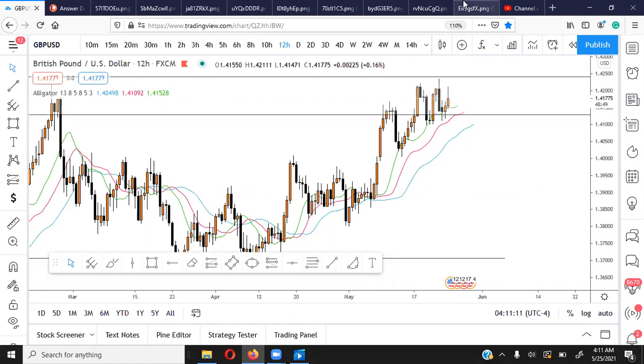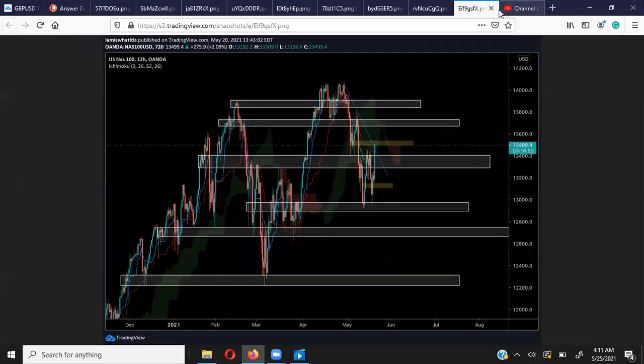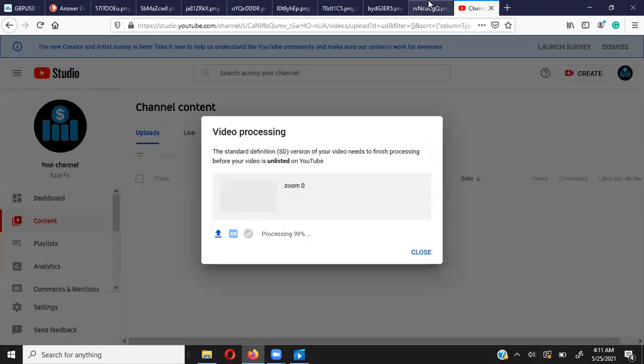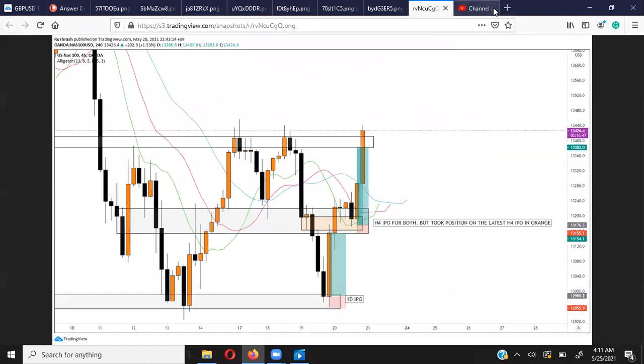Let's continue looking at the charts. We already went over this one. This one is a trade taken by one of the members on the NES 100. One of you guys did ask what was this trade after I commented on Telegram, which was the 4 hour IPO continuation.